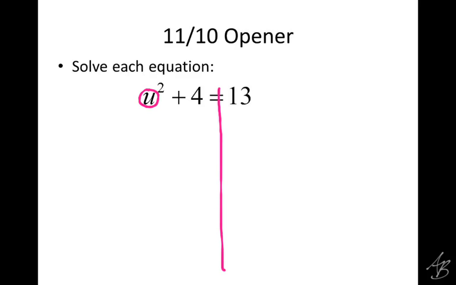The 4 and the 2, the square, right? So I'm going to have to get rid of the 4. I'm going to have to get rid of the square. Which one of those two things do you think I should get rid of first?